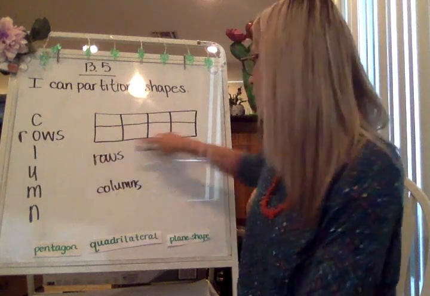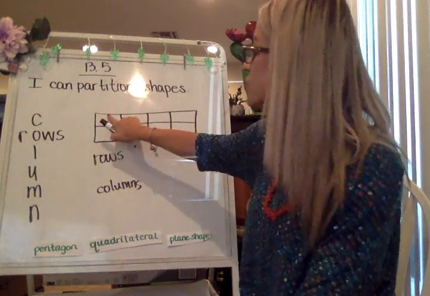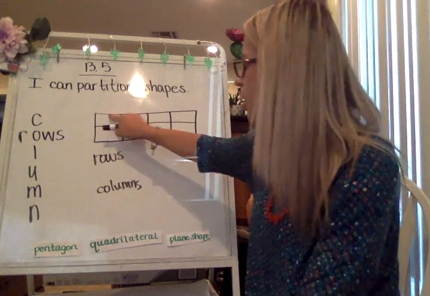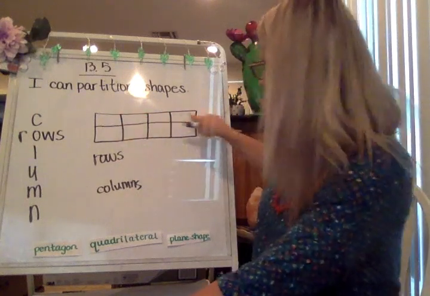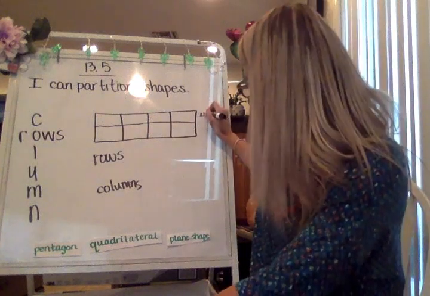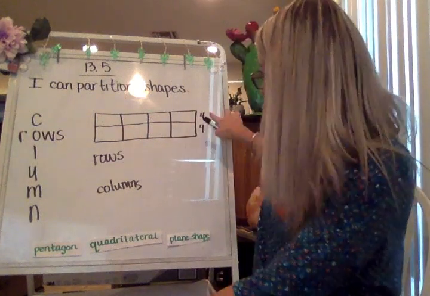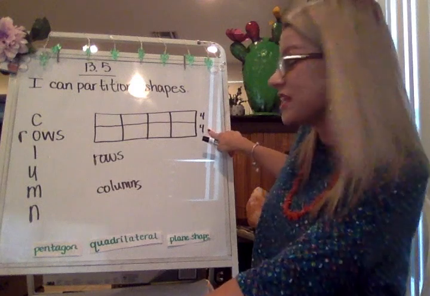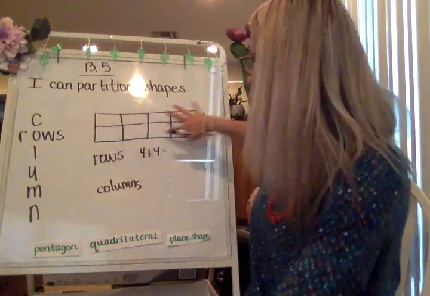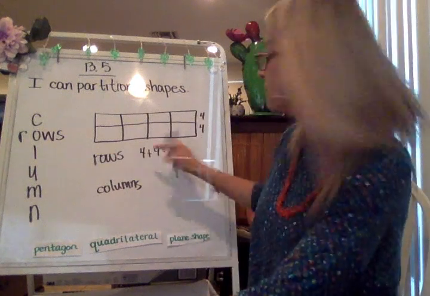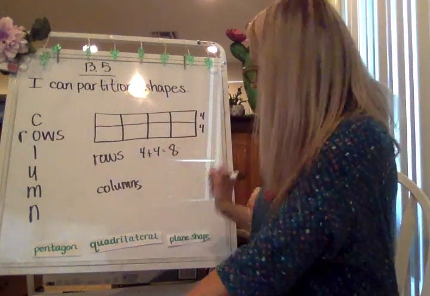Remember, the rows go this way, left and right. So if I'm counting how many are in each row, 1, 2, 3, 4, there are 4 in each of the rows. So there are a total of 2 of those rows. So I have 4 at the end of these rows, and that tells me that 4 + 4 will tell me how many squares are in this shape, which is 4 + 4 = 8.